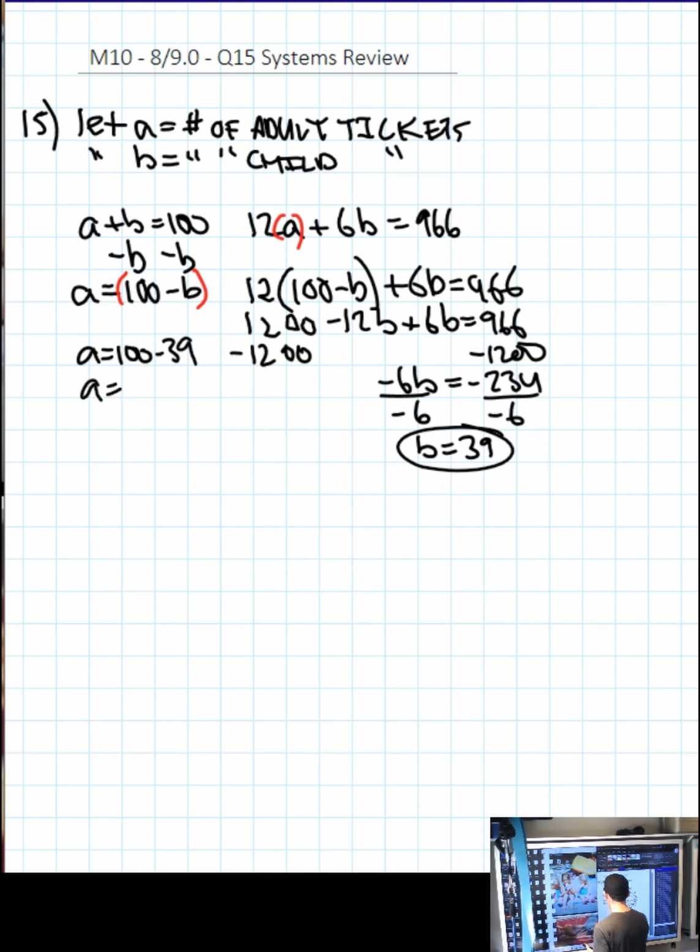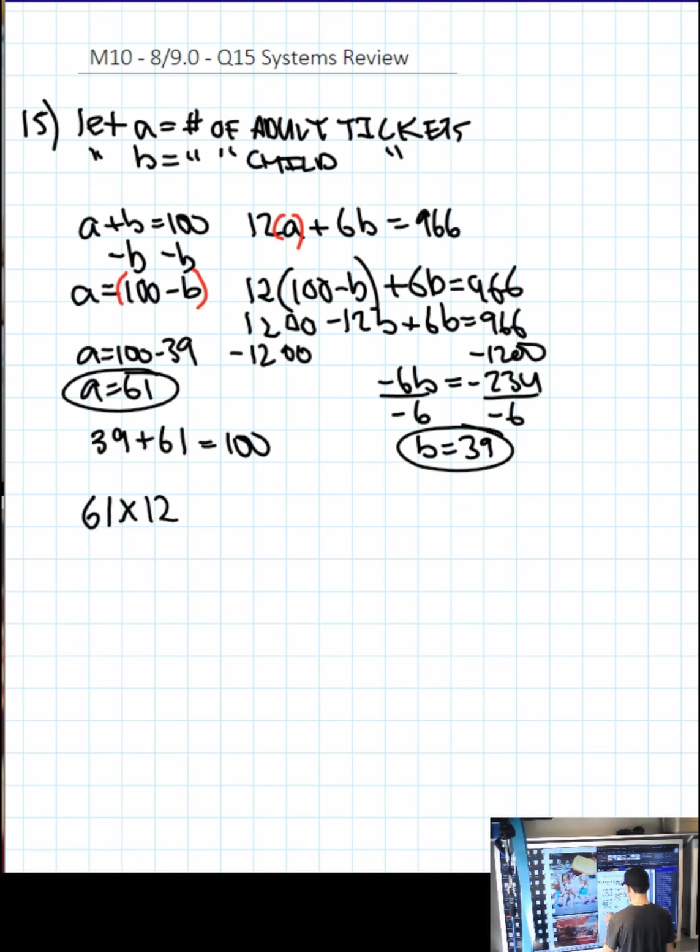A then therefore equals 100 minus 39. Therefore A equals 61. Circle your answer. Check our answer. 39 plus 61 equals 100. Absolutely. Now the value. So we have 61 adult tickets, so 61 times the value of a ticket, plus we have 39 children tickets times the value of a children's ticket, and that better be $966.